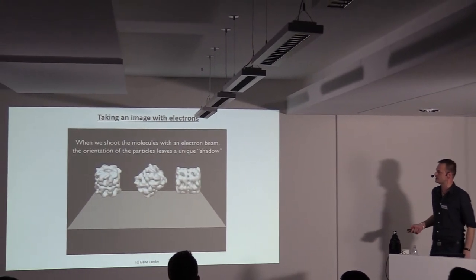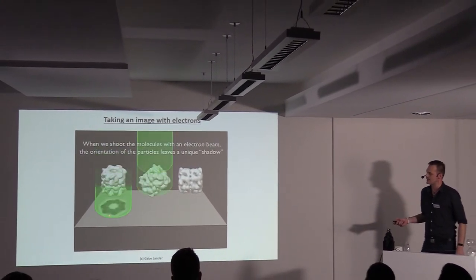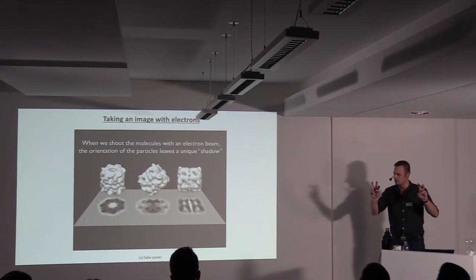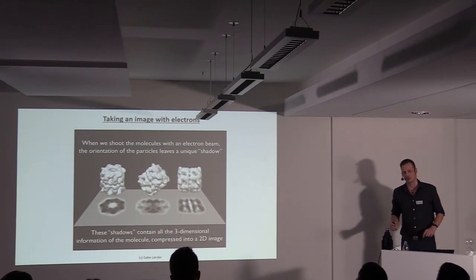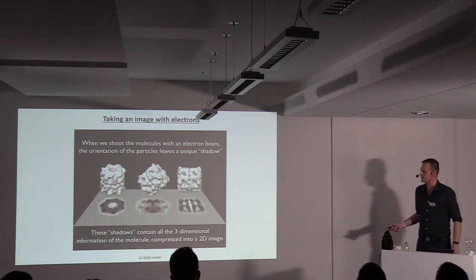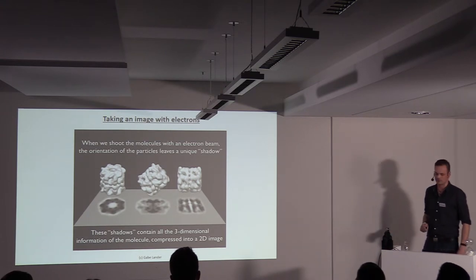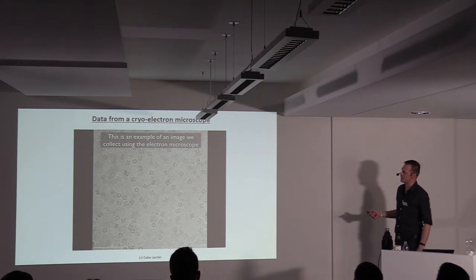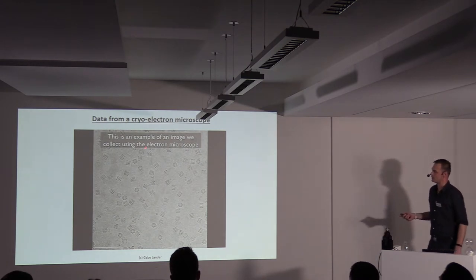Every electron can be detected and they move through and create a unique shadow. Shadow, because it's not a real shadow, but contains the internal information of the molecule as well. And then you get these 2D images. This is what an electron microscope image will look like.